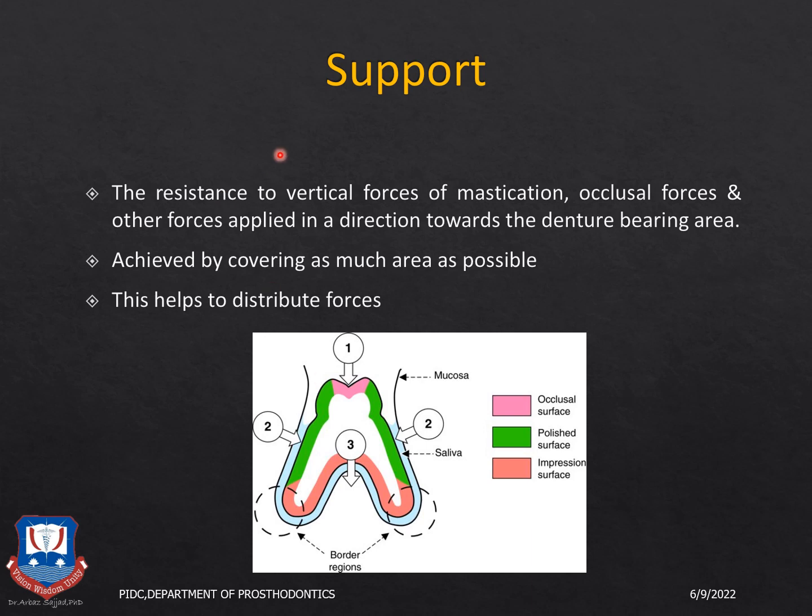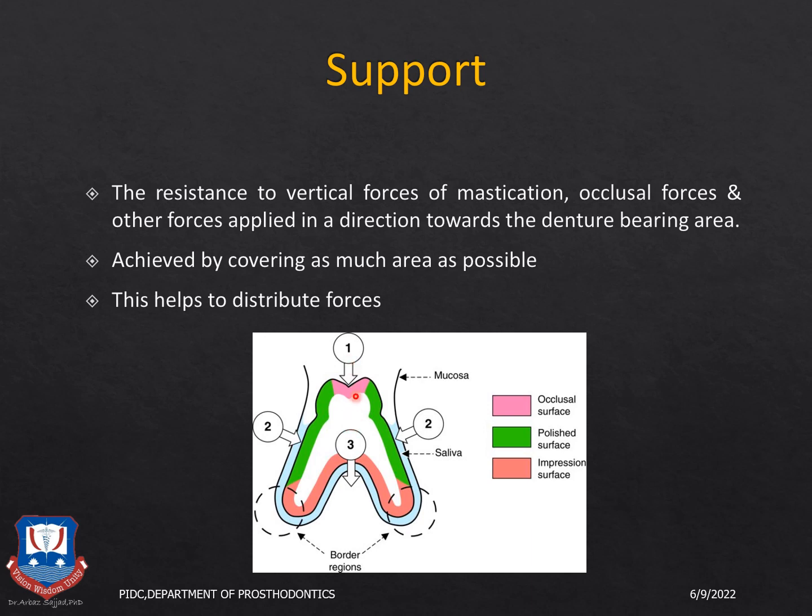Now, coming to the next, that is the support. So support is the resistance of the processes in a vertical direction but towards the tissue. Remember, retention was the ability of the processes to resist dislodging forces in a vertical direction away from the tissues. Whereas support is the ability of the processes to be stable and retentive in a vertical direction towards the tissue. That is when occlusal forces are applied when the patient clenches his teeth during mastication or any such thing.